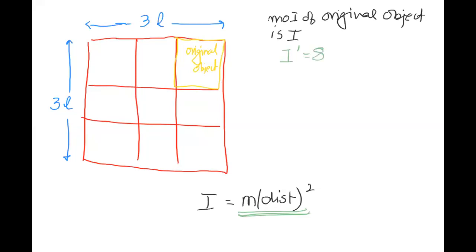बीच में कुछ नहीं है ना? How many original objects are there here? There are 8 original objects. Right? Am I correct? Is everybody understanding? There are 8 original objects.